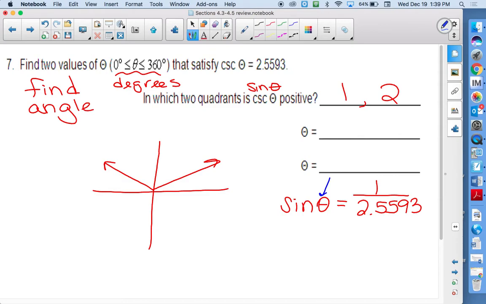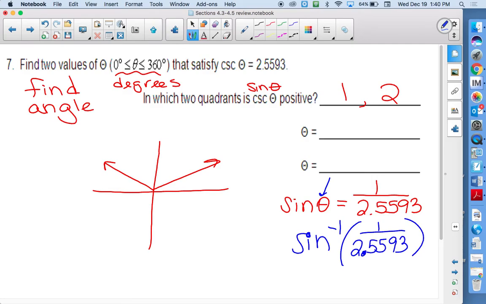Well, this isn't on the unit circle, because the numbers on the unit circle are 1/2, the square root of 3 over 2, the square root of 2 over 2, a 1 and a 0. Not on the unit circle, so you have to use a calculator. How do you do that, Chelsea? You take the inverse sine of it. Right, so if you're finding the angle, because we don't know the angle, you're using the inverse sine of 1 divided by 2.5593.